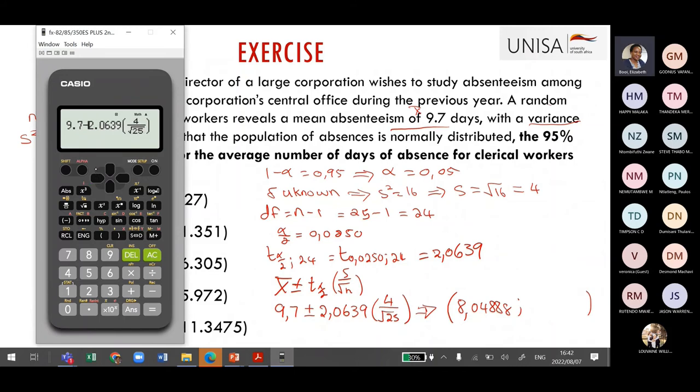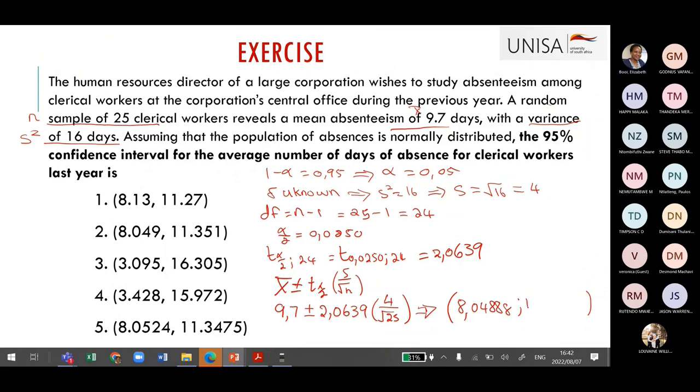change the minus to a plus, and the answer is 11.35112. Looking at the answer, we've got four decimals, five decimals. So how many decimals have I kept? 1, 2, 3, 4, 5. I've kept five.